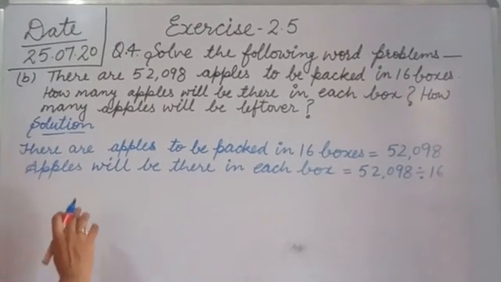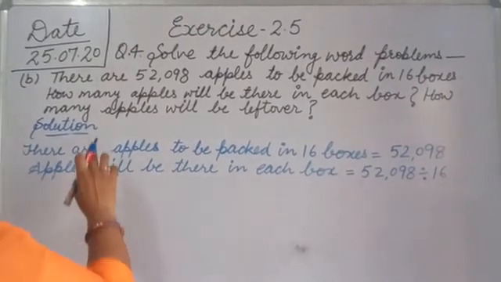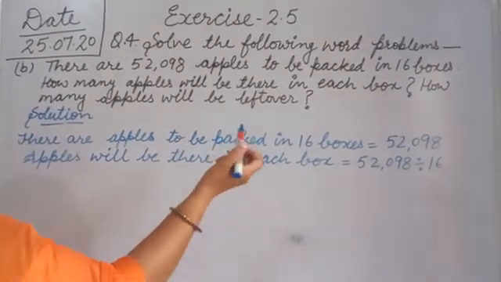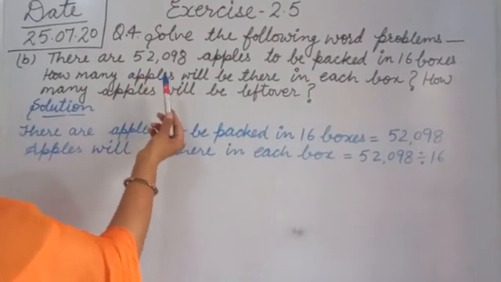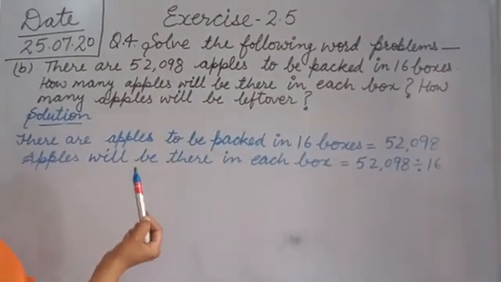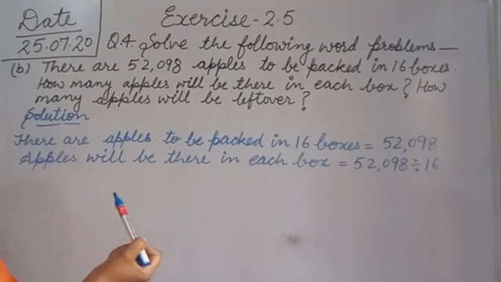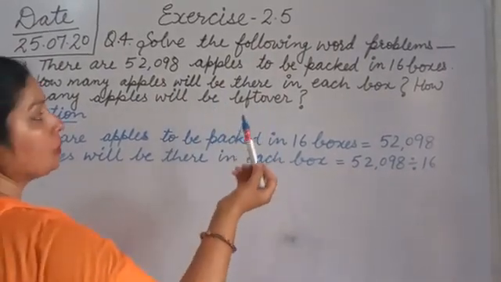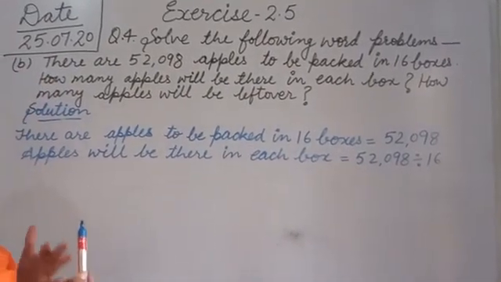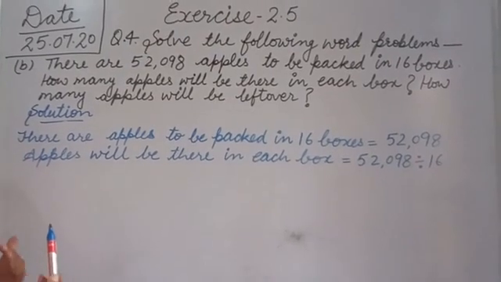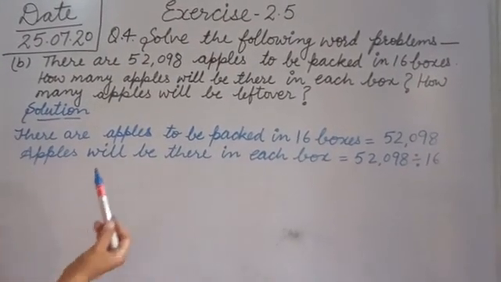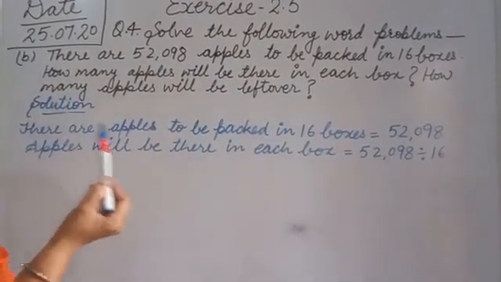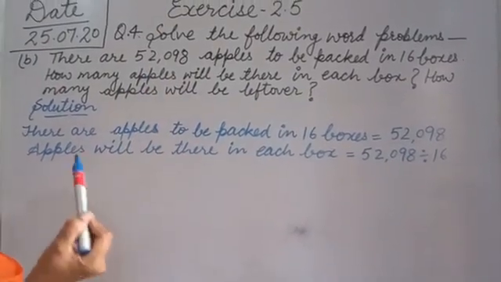Now it's the B part. Yes, now question 4 B part. There are 52,098 apples to be packed in 16 boxes. Okay, to be packed inside 16 boxes. How many apples will be there in each box? Now you should tell how many apples will be there in each box. In every box, how many apples? In 16 boxes, these many apples. So in each box, fewer apples. When so many apples are there in 16 boxes, in 1 box there will be fewer.